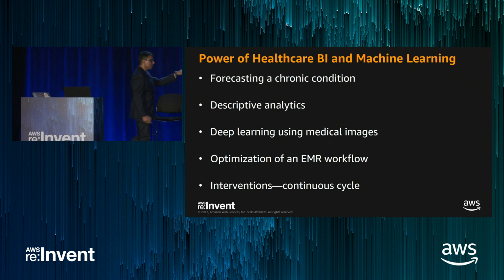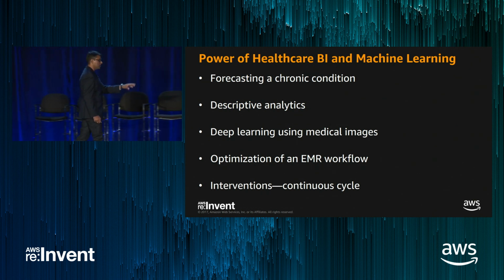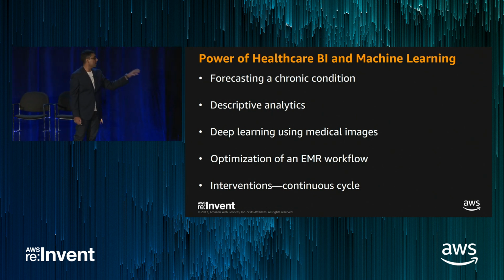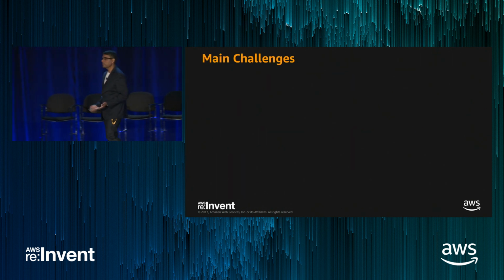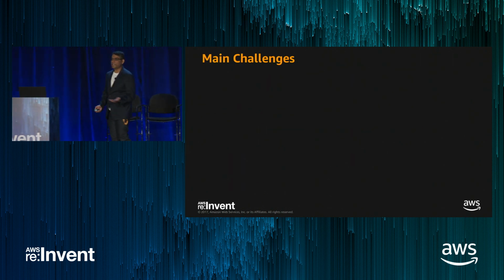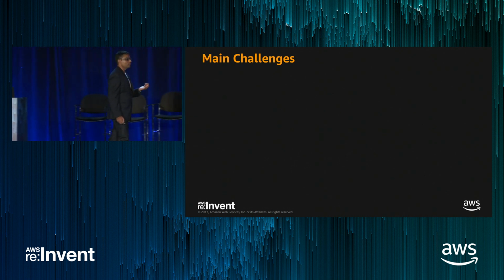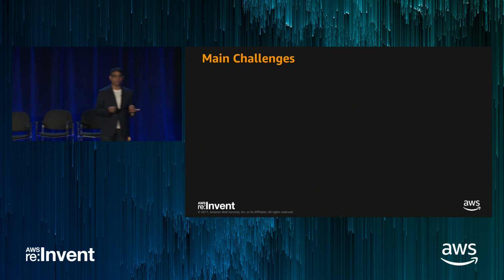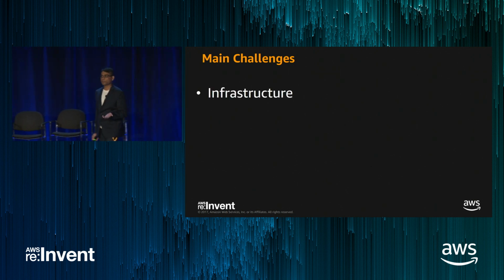So we start with finding out the patients who need a treatment, or we want to forecast certain diseases. Once you find that out, what do you do next? You provide interventions. So what are the main challenges that one sees when creating a healthcare BI solution? The first one is the infrastructure, right?